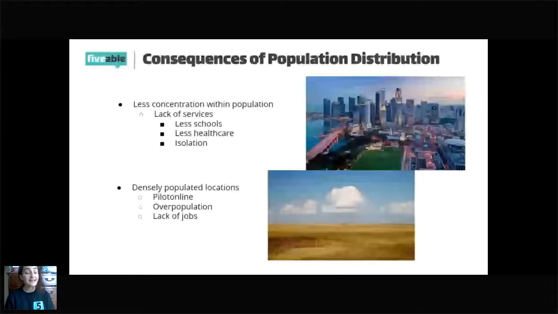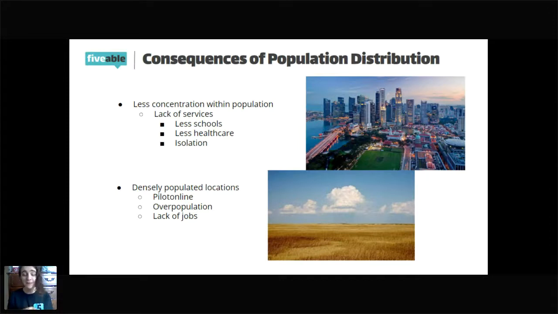So that might result in lack of services. When there are less people, there are less schools and less healthcare. Less people means less children, and less children need to be educated, so there's less schools. Healthcare is the same thing. Less people are getting sick, and for economic reasons it doesn't make sense to build a lot of hospitals when there's not a lot of demand, right? There's no point in making hospitals.